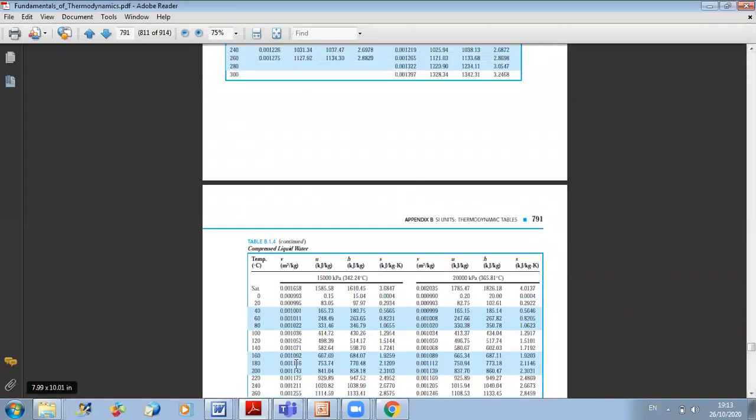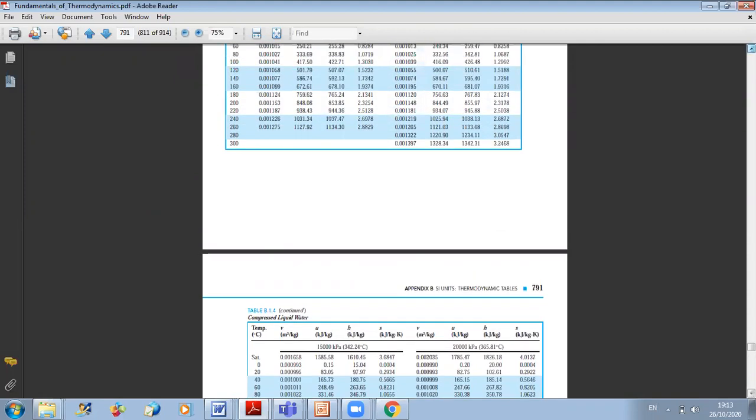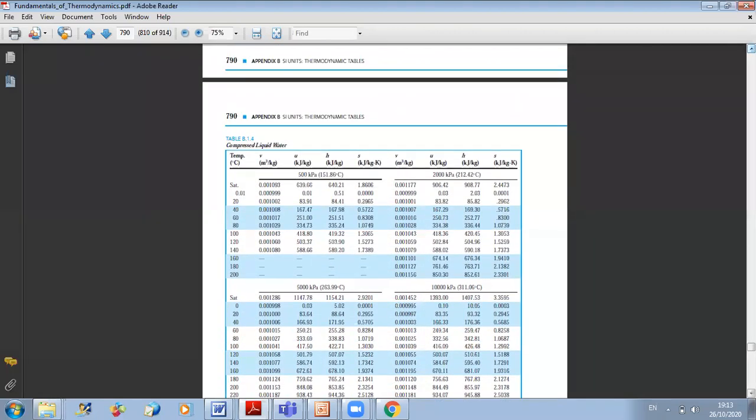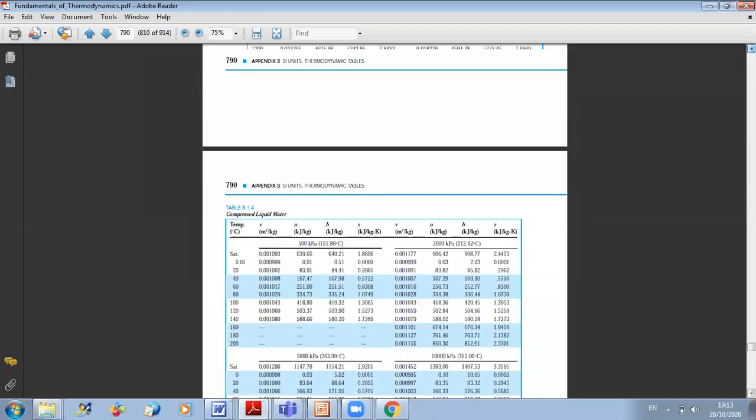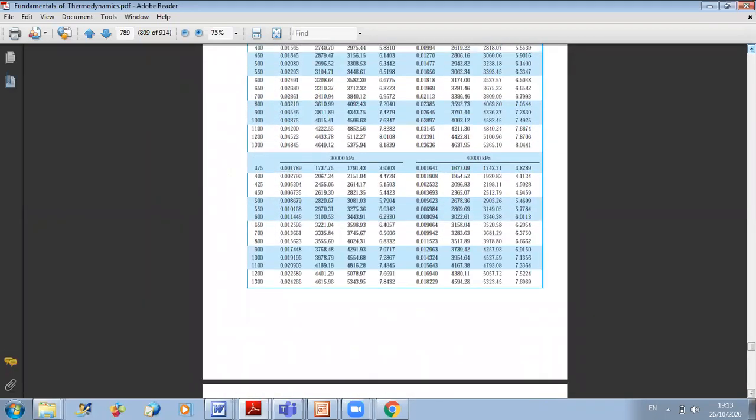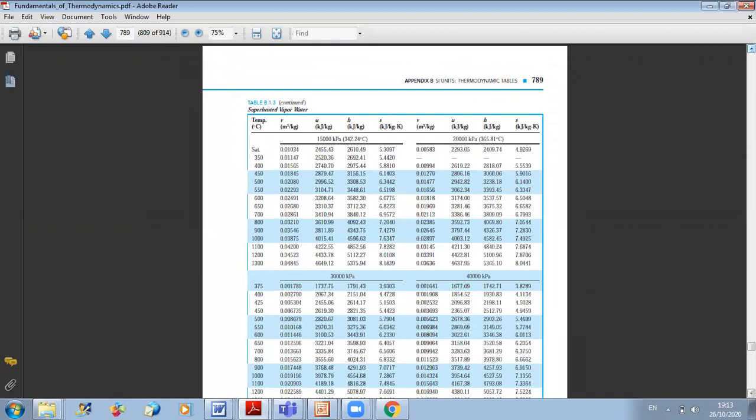Now for the compressed liquid tables, you can find the value of H if you want. So here, for example, what are your pressures? Your pressures are 90 kilopascal and 400 kilopascal. So let me see if we can find them.